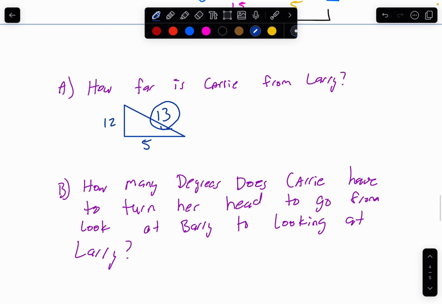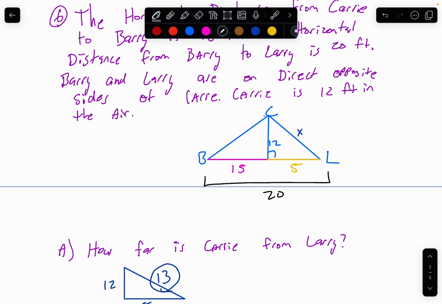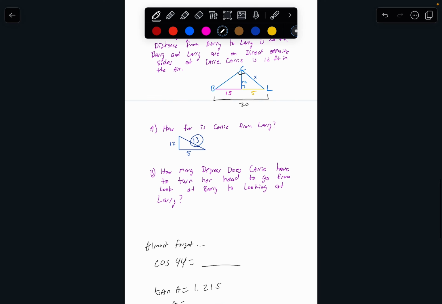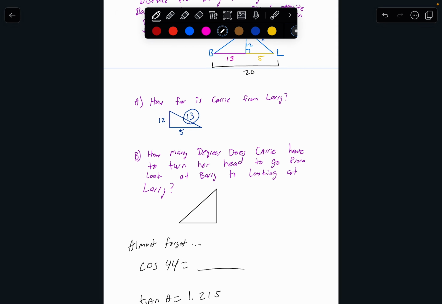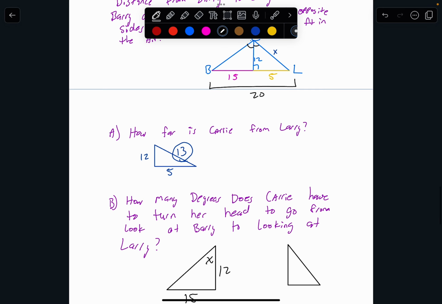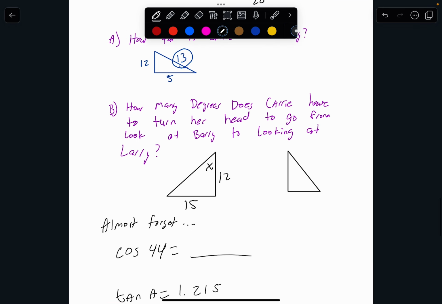How many degrees does Carrie have to turn her head to go from looking at Barry to looking at Larry? Okay, so if she's looking at Barry and she turns her head to look at Larry, what we're basically talking about is this angle plus this angle. We need to find both those angles. So that's two separate triangles we have to work on here. We have the first triangle where we have 15 and 12, and we need that angle. We have the second triangle where we have 12 and 5, and we need this angle.